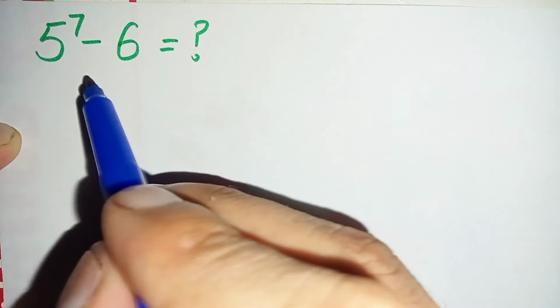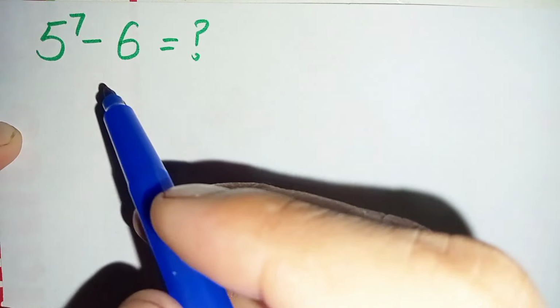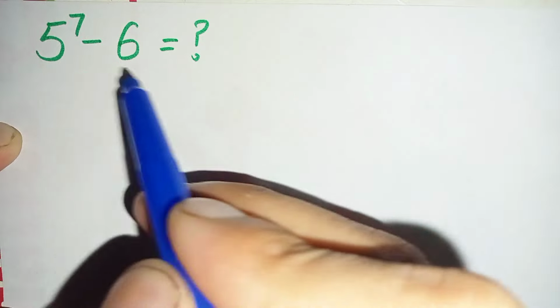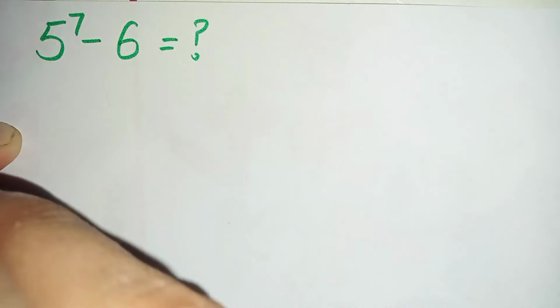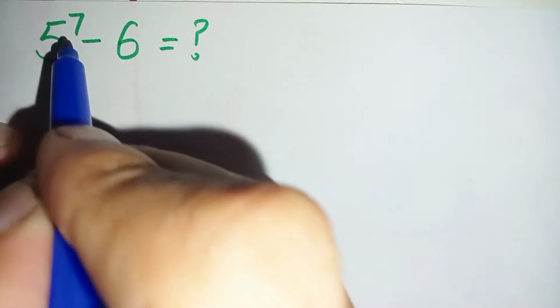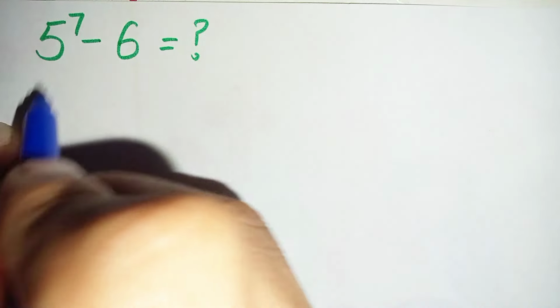In this video, I'm going to solve and find the value of this nice simplification math problem. That is 5 raised to power 7 minus 6. So here we will try to find the value of this. First of all we will change this 7 to the sum of 6 plus 1, and we will change this 6 to the sum of 5 plus 1.